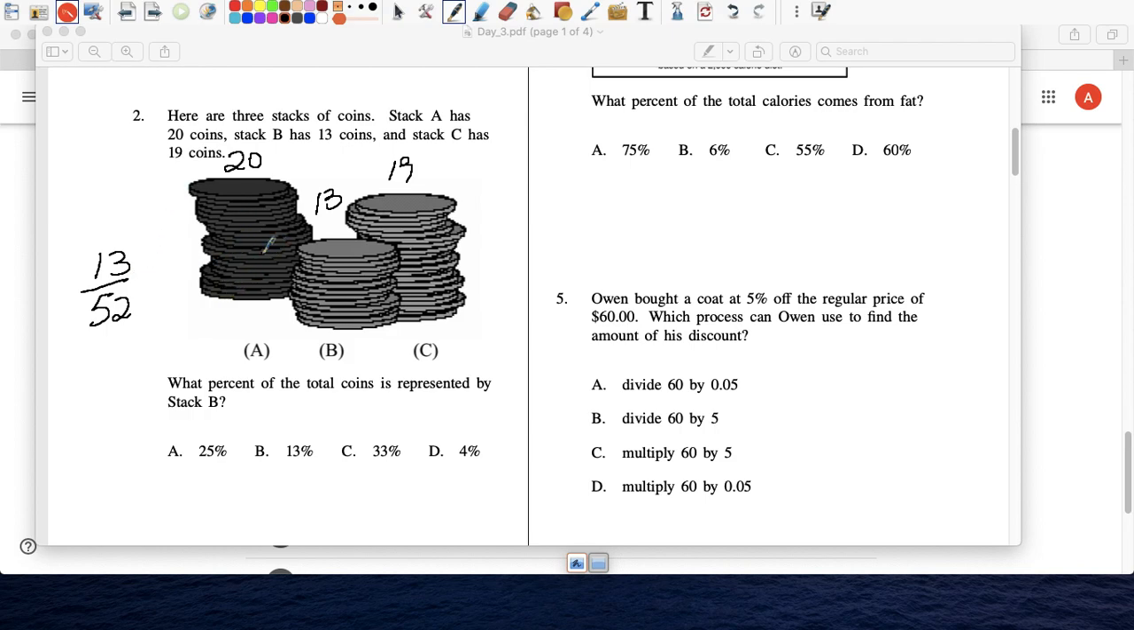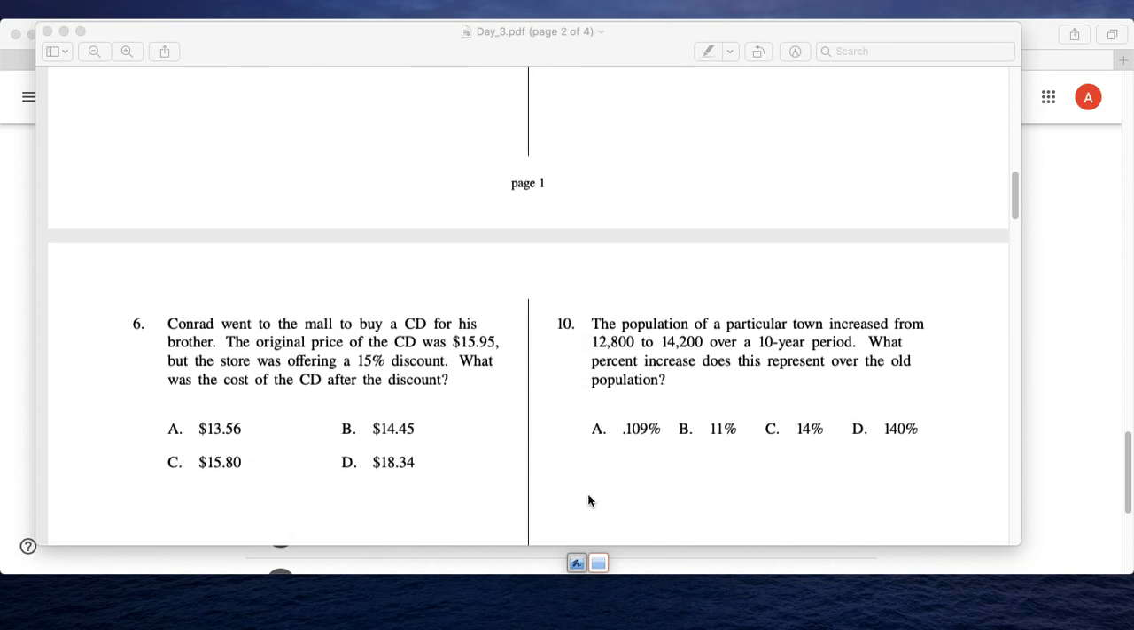If you think about a deck of cards, 13 out of 52 is 25%. So that was, all right, so some of these questions are very straightforward.